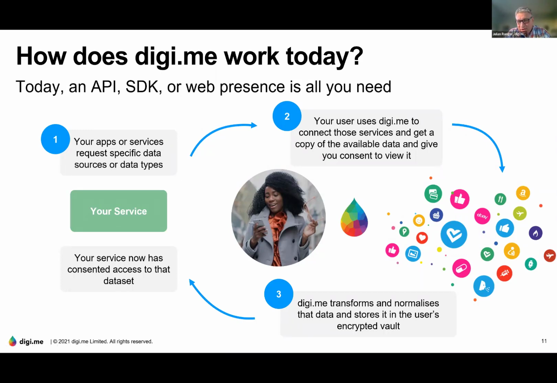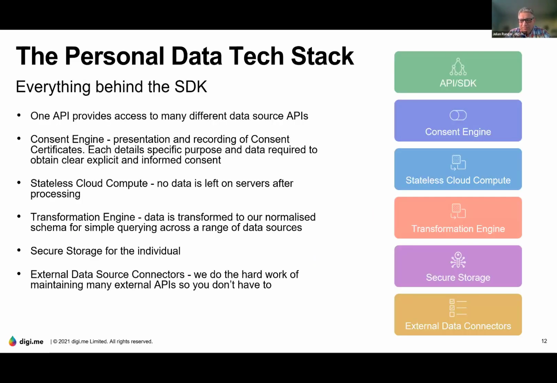So in health data terms, HL7 FHIR, no matter what the source data is, and then returned to the service. So it's very quick and easy. The individuals don't have to have known about digi.me before you as a service can use it to get data from them.